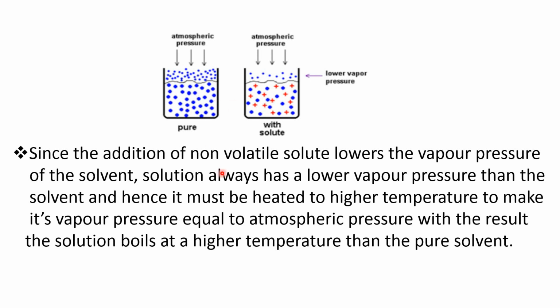Since the addition of non-volatile solute lowers the vapor pressure of the solvent, the solution always has a lower vapor pressure than that of the solvent, and hence it must be heated to a higher temperature to make its vapor pressure equal to atmospheric pressure, with the result that the solution boils at a higher temperature than the pure solvent.